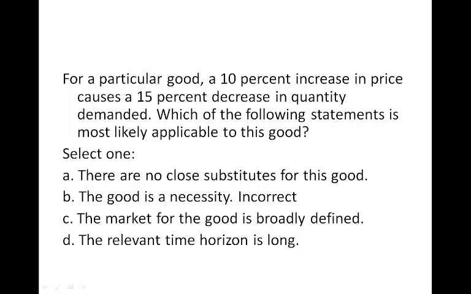So let's go through the choices. We're looking for something where there are lots of substitutes, so A isn't right. We're looking for something that is a luxury, so B is incorrect. We're looking for something where the market for the good is narrowly defined, so it's like a particular brand. So A, B, and C are all wrong, and the right answer is D.